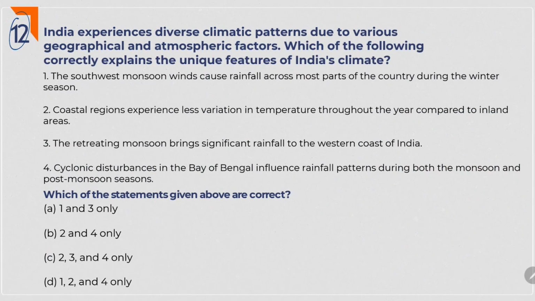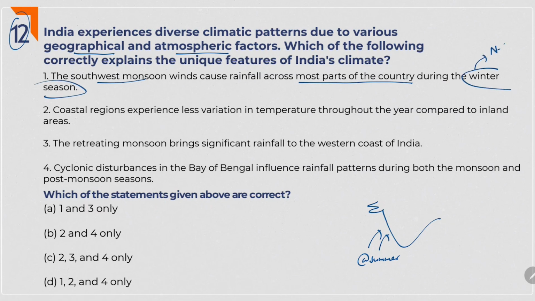Next one. India experiences diverse climatic patterns due to various geographical and atmospheric factors. Right. Which of the following correctly explains unique features of India's climate? The southwest monsoon comes like this. When? In summer season. Southwest monsoon causes rainfall across most parts of the country, right? During the winter season, no. In winter season, we see northeast monsoon and we see southwest monsoon in the summer season. So option 1 is wrong.